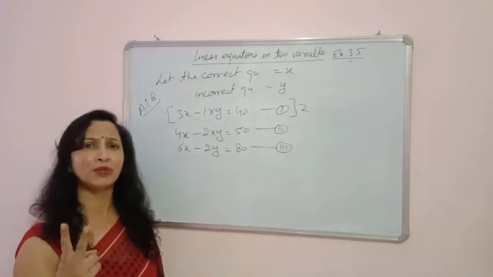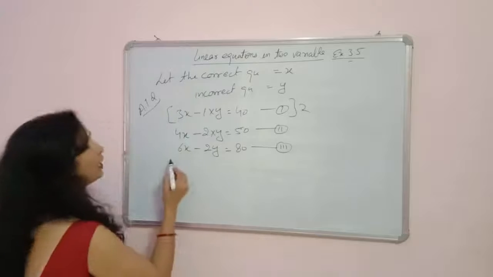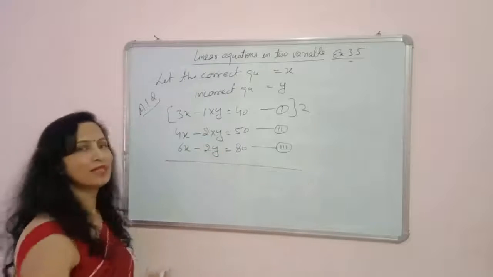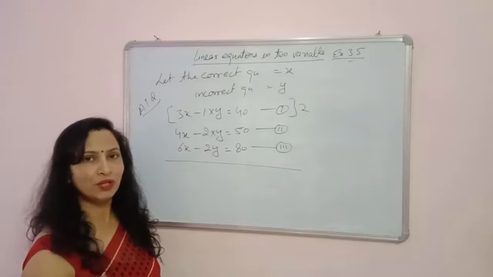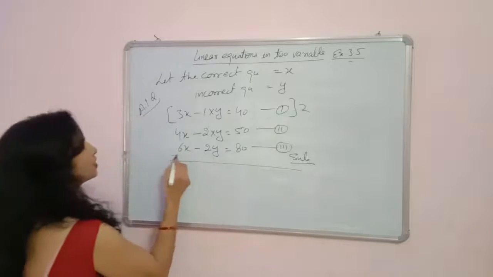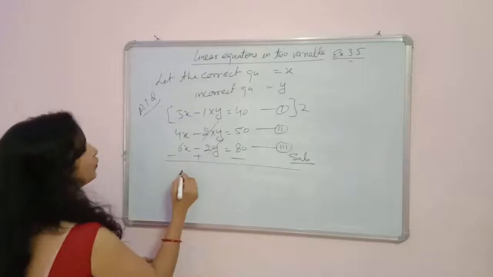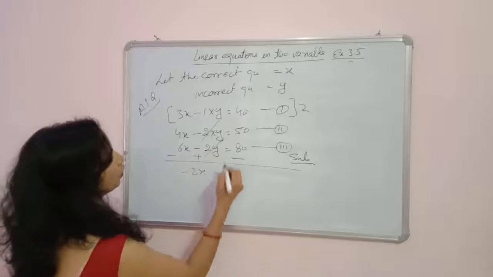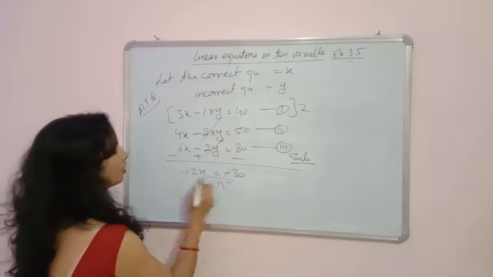Why did we multiply by 2? So that the coefficient of y becomes equal. Now, we know that both the y have the same sign. If you want to cancel out these y, what will you do? You will subtract the equations, because in subtraction you have to change the sign. And if you change sign, y will cancel out, and you will get minus 2x is equal to how much? It is minus 30. Then x is equal to 15.